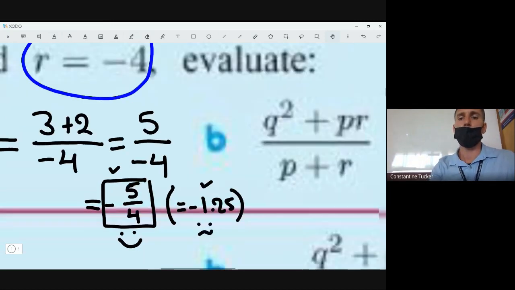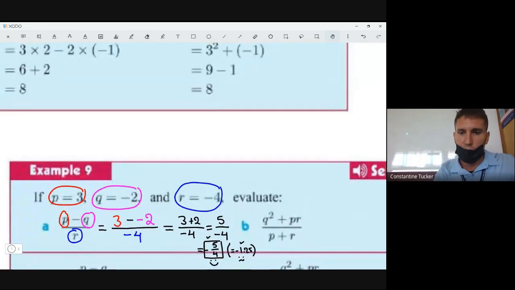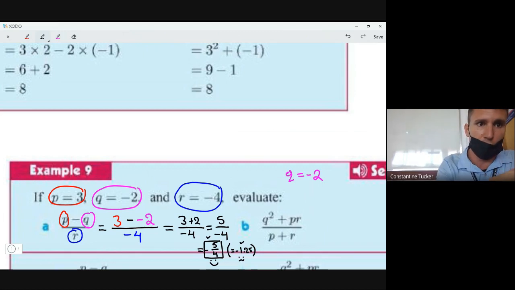All right, moving on to B. B looks, oh my gosh, that looks scary, doesn't it? Let's see. So let's just very quickly say what's happened. They said Q is equal to minus 2. What else did they say? They said R is equal to minus 4. I'm just going to copy that so I can zoom into that side of the page. So R is going to be equal to minus 4.